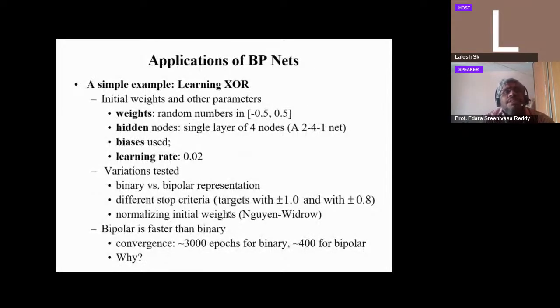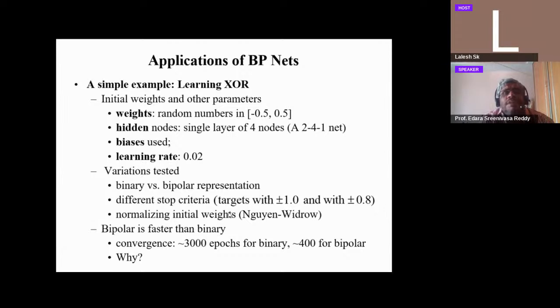So, applications: learning XOR, initial weights. You try it. This is a very simple example you can try, even in the book also. There is no need of going for a computer or some machine. Simply you can work on the book with a pen and paper.